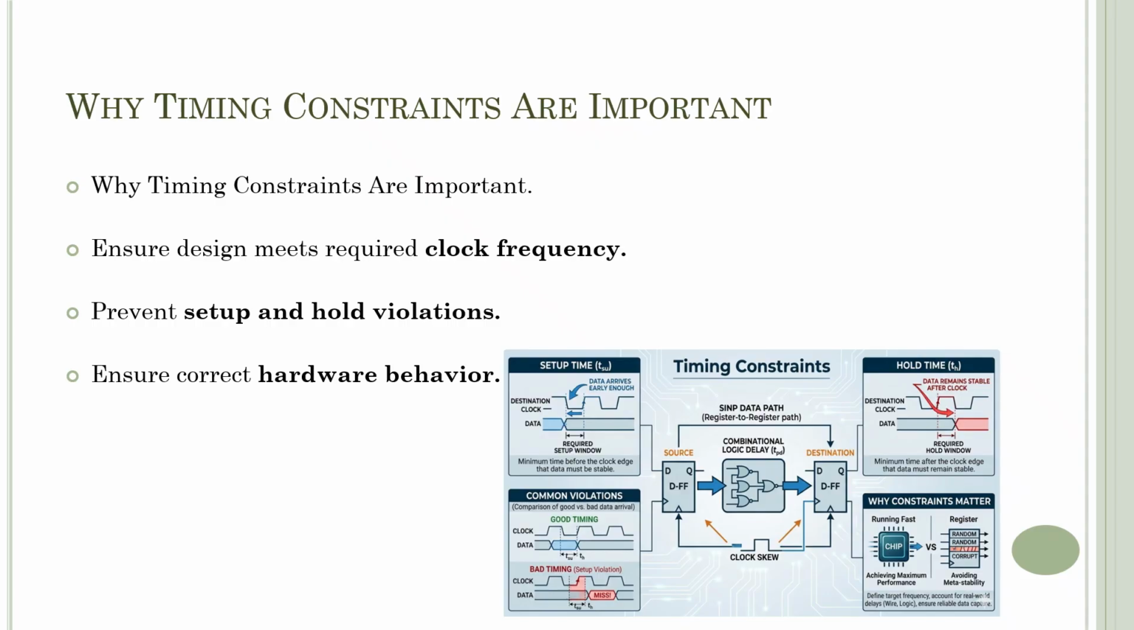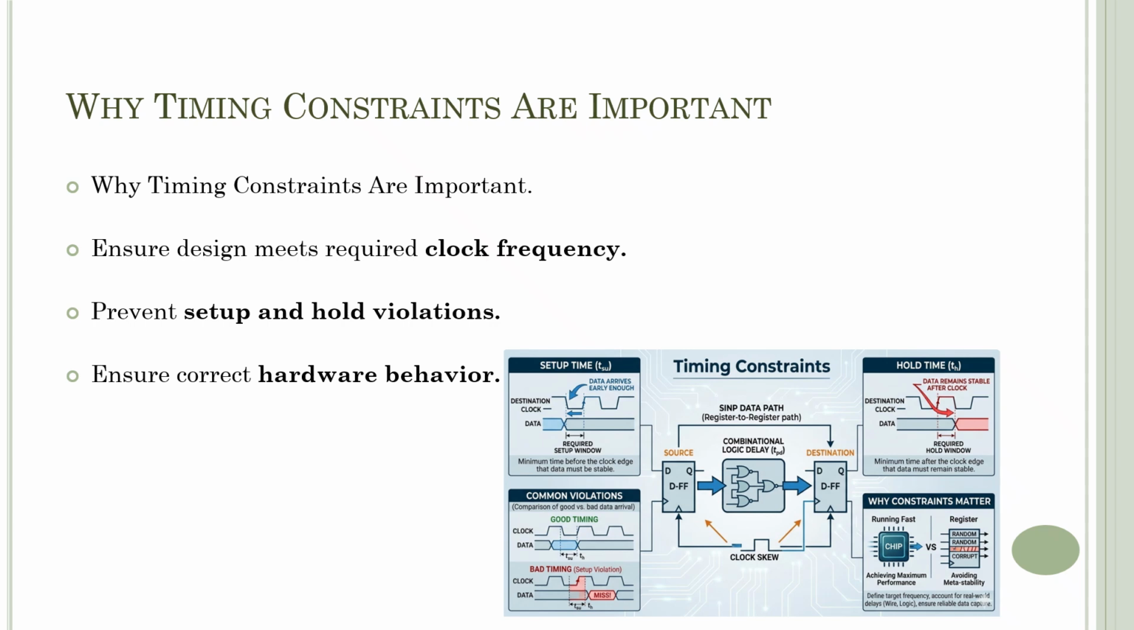Another important reason is that timing constraints help prevent setup and hold violations. As we discussed earlier, flip-flops require data to be stable both before and after the clock edge. If data arrives too late, a setup violation occurs, and if data changes too quickly after the clock edge, a hold violation occurs. Timing constraints help the tool analyze these conditions and ensure that all the data paths meet the required setup and hold timing requirements.